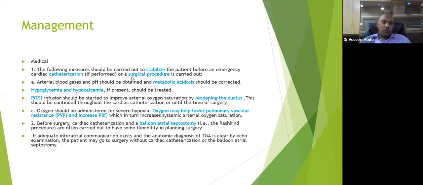Management is very important to stabilize this patient before the surgical procedure. Sometimes this patient might need emergent cardiac catheterization to open or to create an atrial septal defect. We need to treat electrolyte disturbances like hypoglycemia and hypocalcemia. Very important and vital is to start prostaglandin in this patient. Oxygen is controversial because it lowers the pulmonary vascular resistance, and sometimes it might increase the pulmonary congestion. But if needed, we have to start prostaglandin, and it is mandatory for this patient before surgery. If they are not stable, we do balloon atrial septostomy to create an adequate interatrial communication.